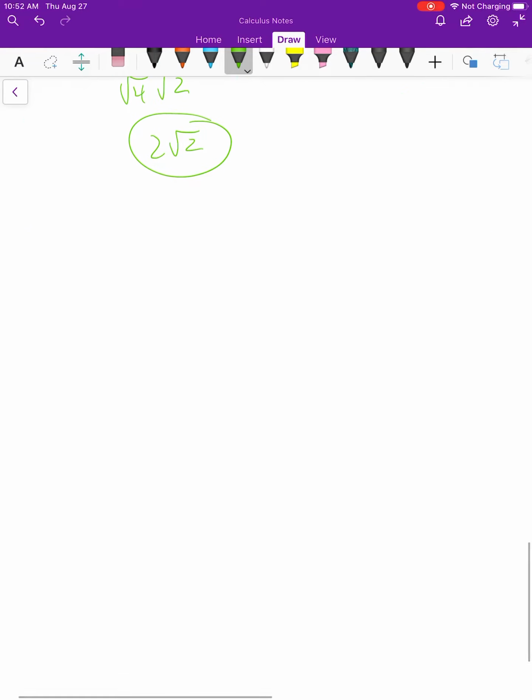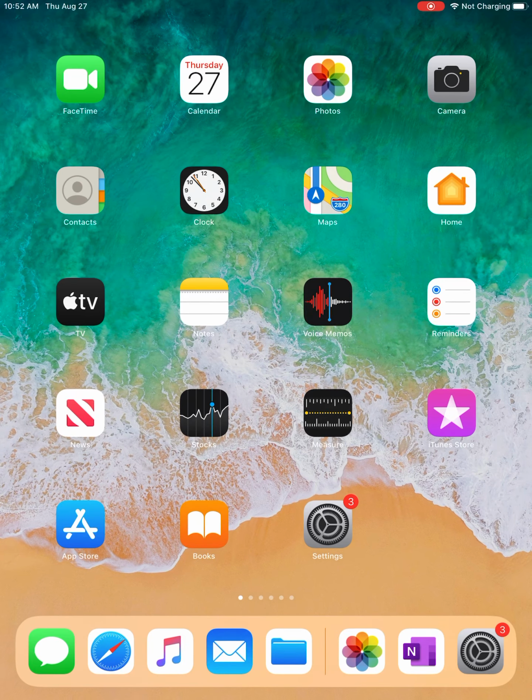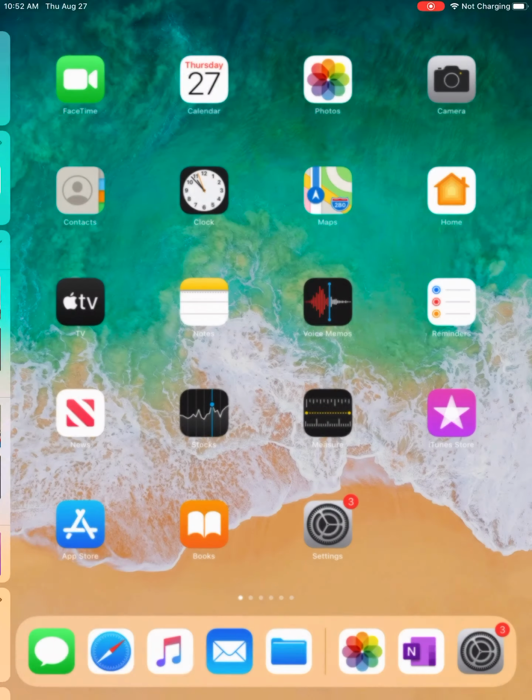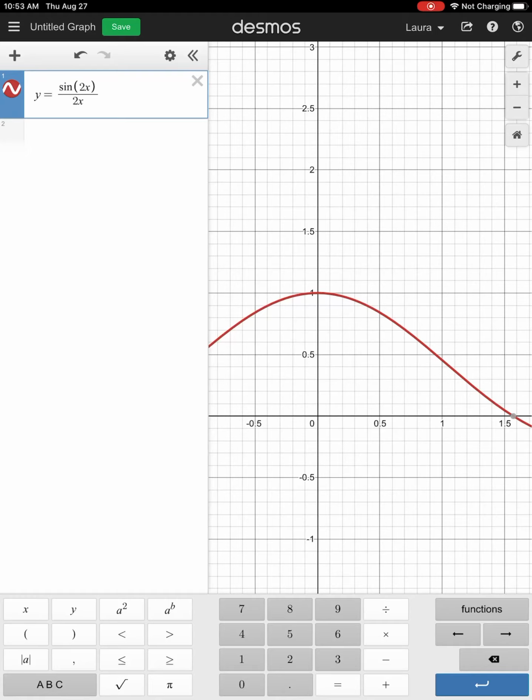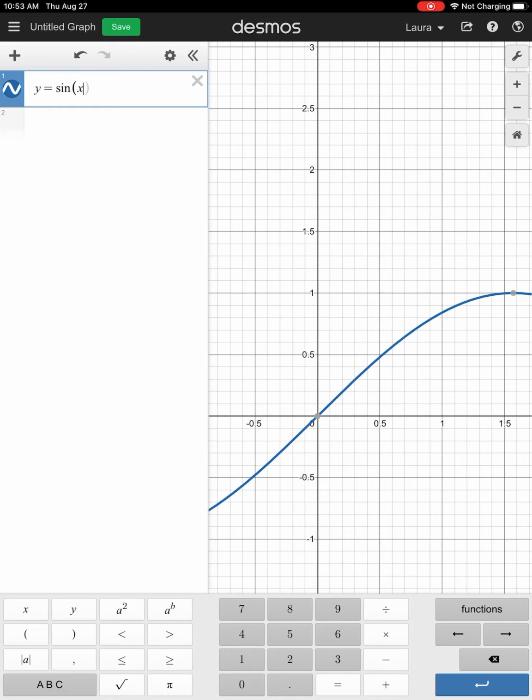Okay, so let's go ahead and think about that function, sine of x over x, okay? And I'm going to go to Desmos. And we're going to put in y equals the sine of x divided by x.